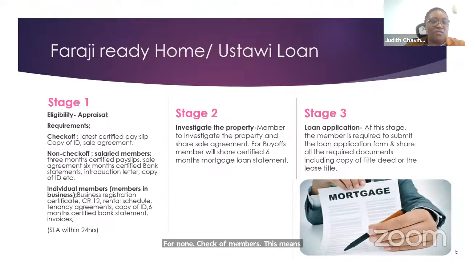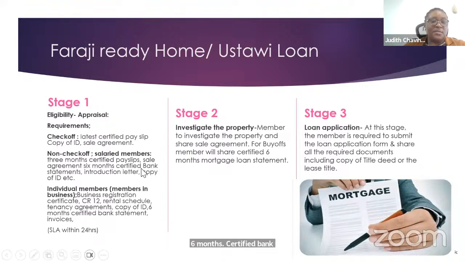For non-check-off members, this means salaried members. So you're not on check-off, but you're salaried, but your monthly deductions or monthly contribution and loan repayment is not shared by your HR directly. So the documents you need are a 3-month certified payslip, sale agreements, 6-month certified bank statements, an introduction letter, and a copy of ID.